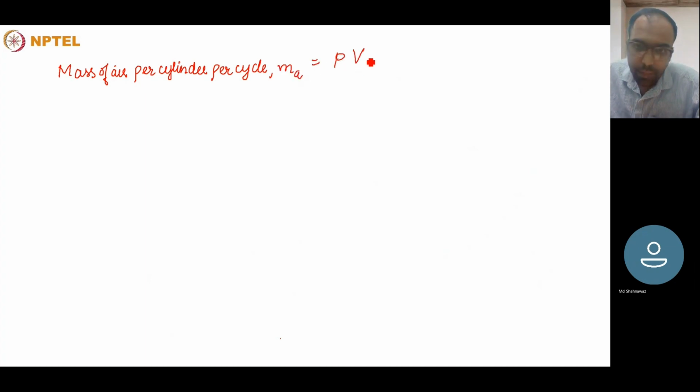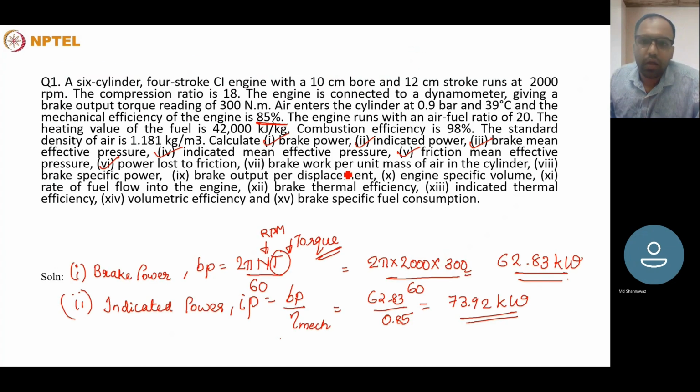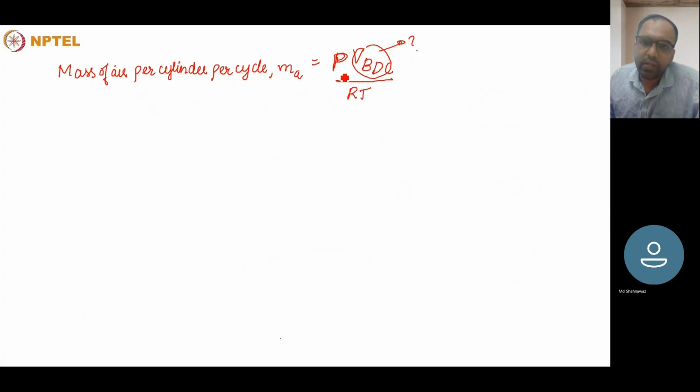MA is equal to pressure into the total cylinder volume. The total cylinder volume will be equal to the volume at the bottom dead center divided by R into T. So this quantity is an unknown quantity. Pressure is given in this problem as 0.9 bar. Air enters the cylinder at 0.9 bar and 39 degrees Celsius. So we know temperature, pressure, R value we know. We have to calculate the volume at the bottom dead center.